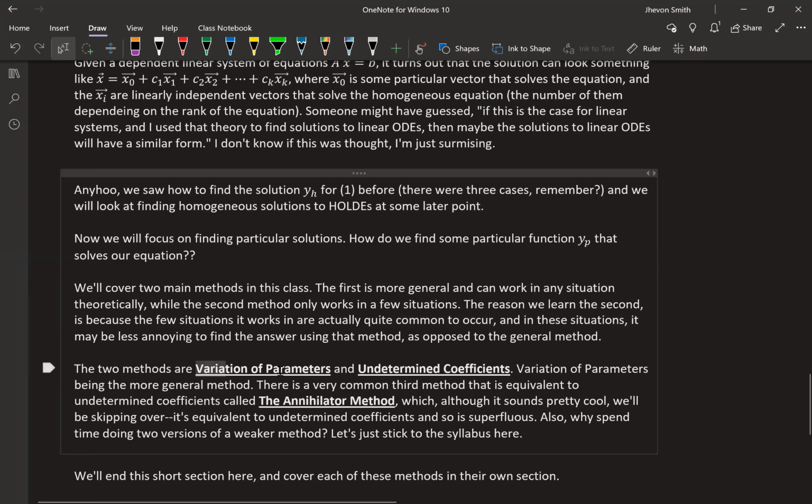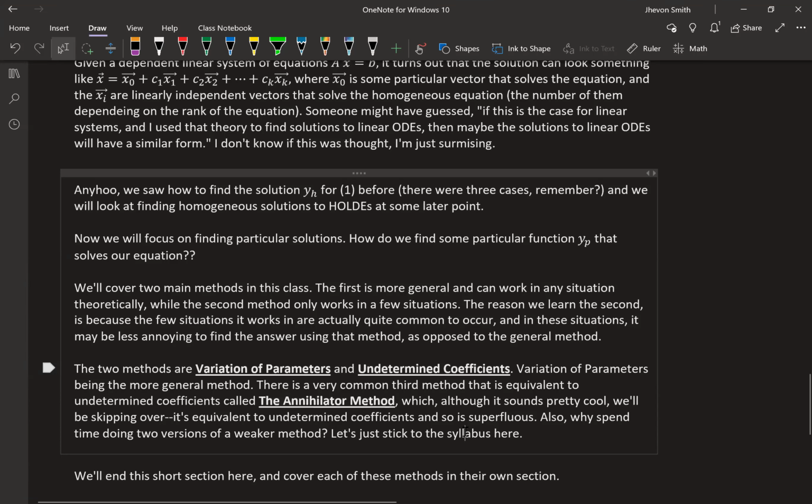Two main methods. One is called variation of parameters, and this is a general method. This can work on, in theory, any non-homogeneous linear ODE. Then there's undetermined coefficients, and this is a little bit more restrictive because it cannot work on any non-homogeneous ODE. It works on specific types. And so when I actually talk about undetermined coefficients, I'll tell you specifically what kinds of ODEs that method can work on. Another very popular method to do this, but we're not going to cover, is the annihilator method. However, that method is equivalent to the method of undetermined coefficients. It only works on a select group of things.